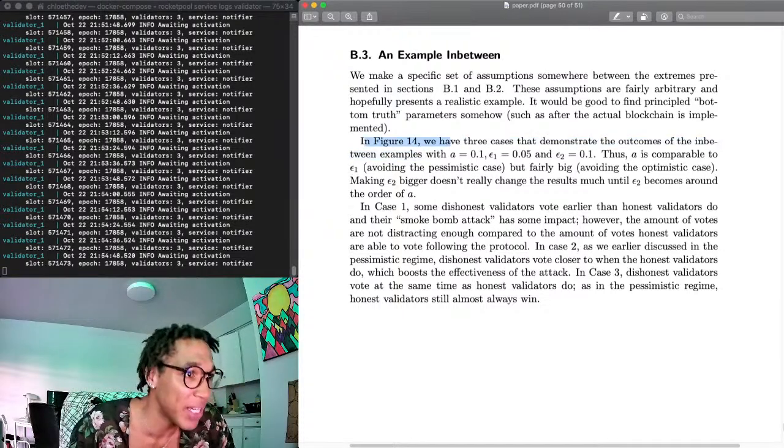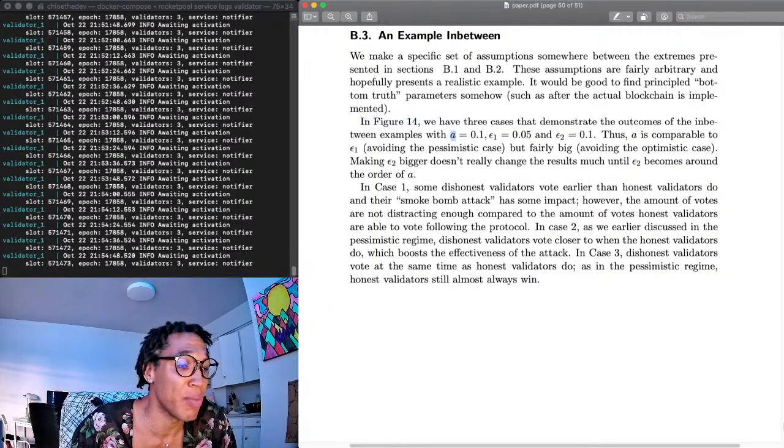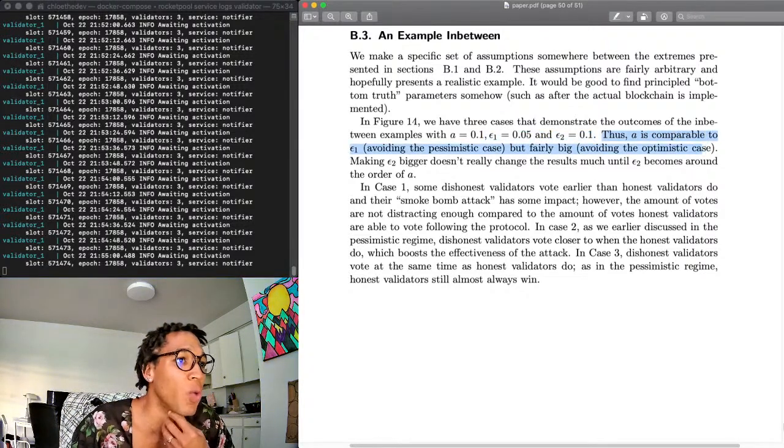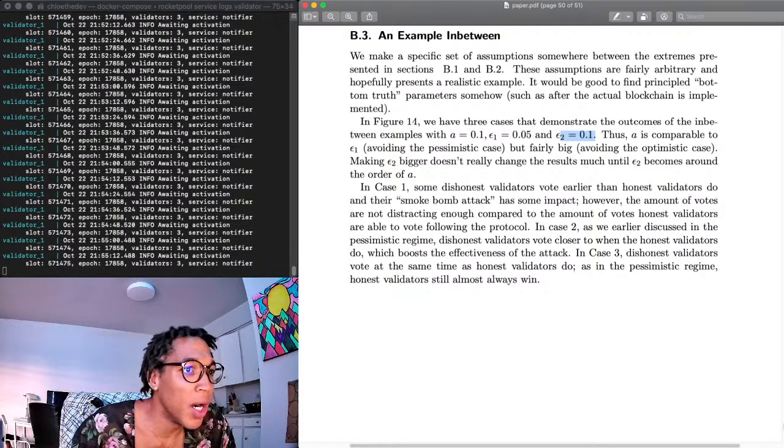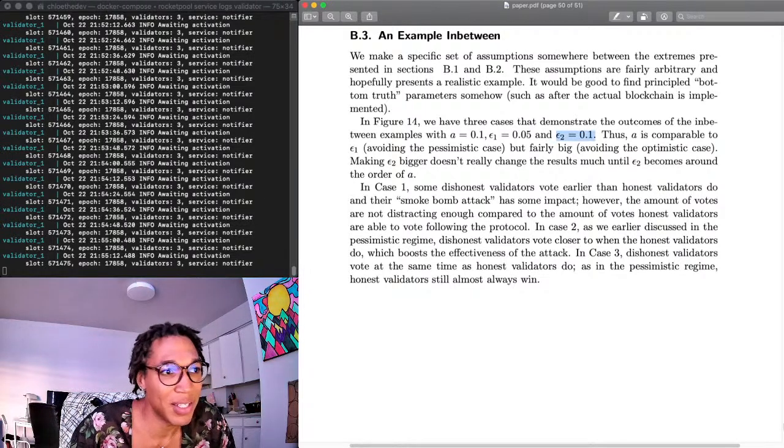In figure 14, we have 3 cases that demonstrate the outcomes of in-between examples with the message delay being 0.1, and these are the 2 values, so in-between latency. Thus, A is comparable to E1. Very cool. So we're assuming that the time it takes to send the message and the time it takes to put your message up is the same. Remember, we're adding that delay into the equation. Avoiding the pessimistic case, but fairly big, avoiding the optimistic case, right?